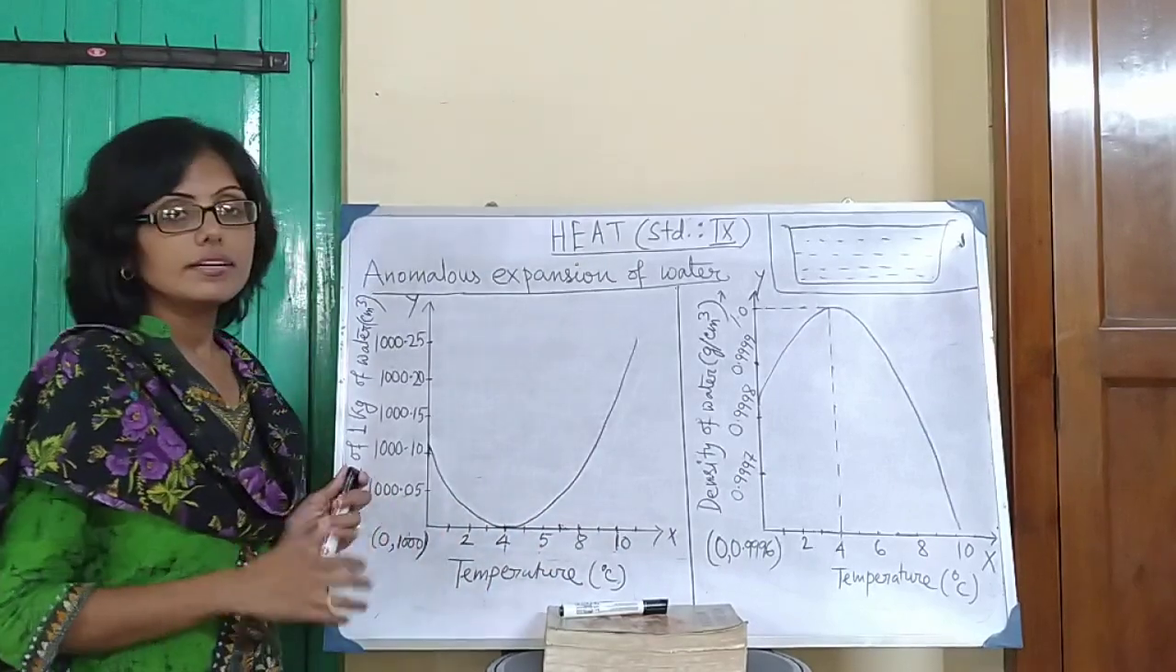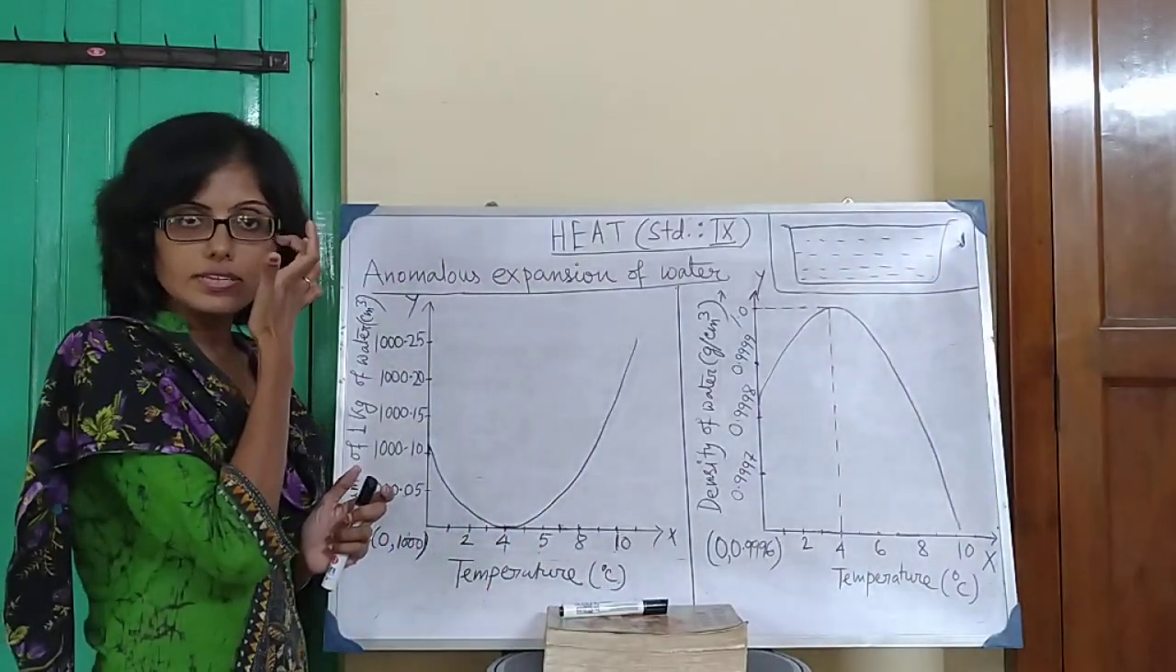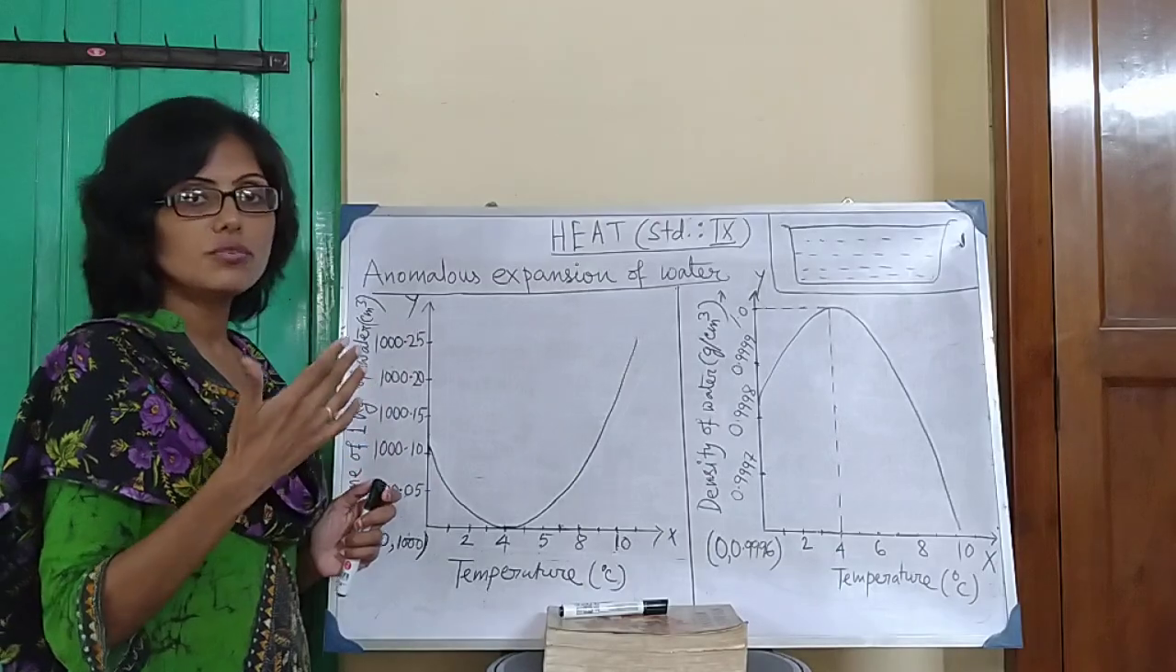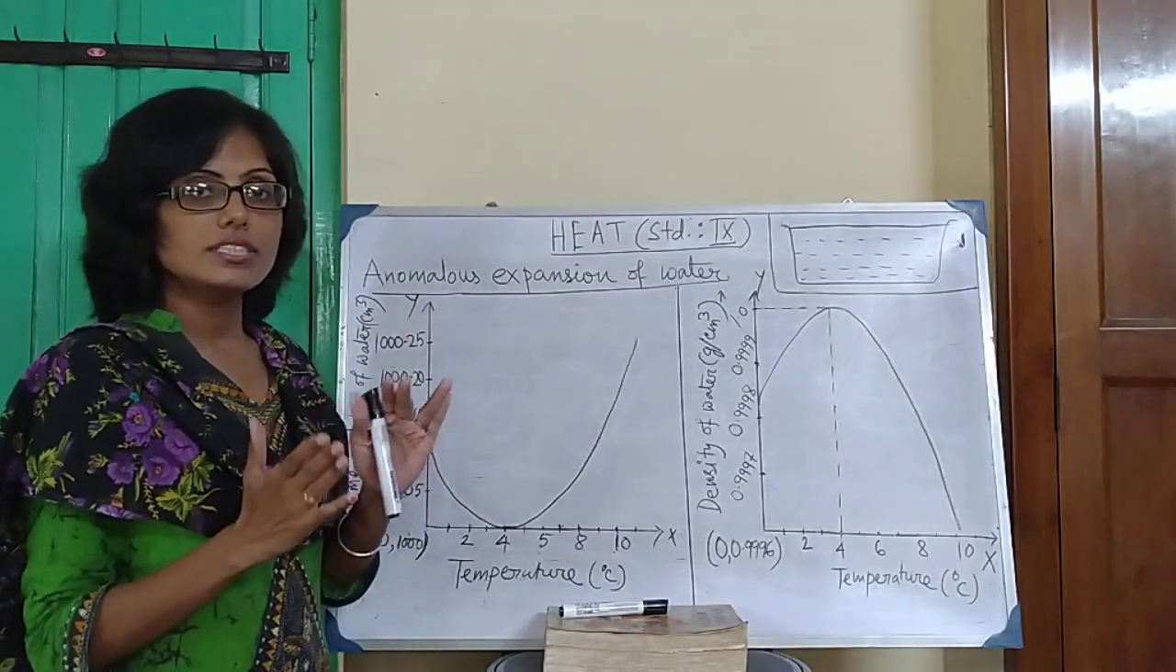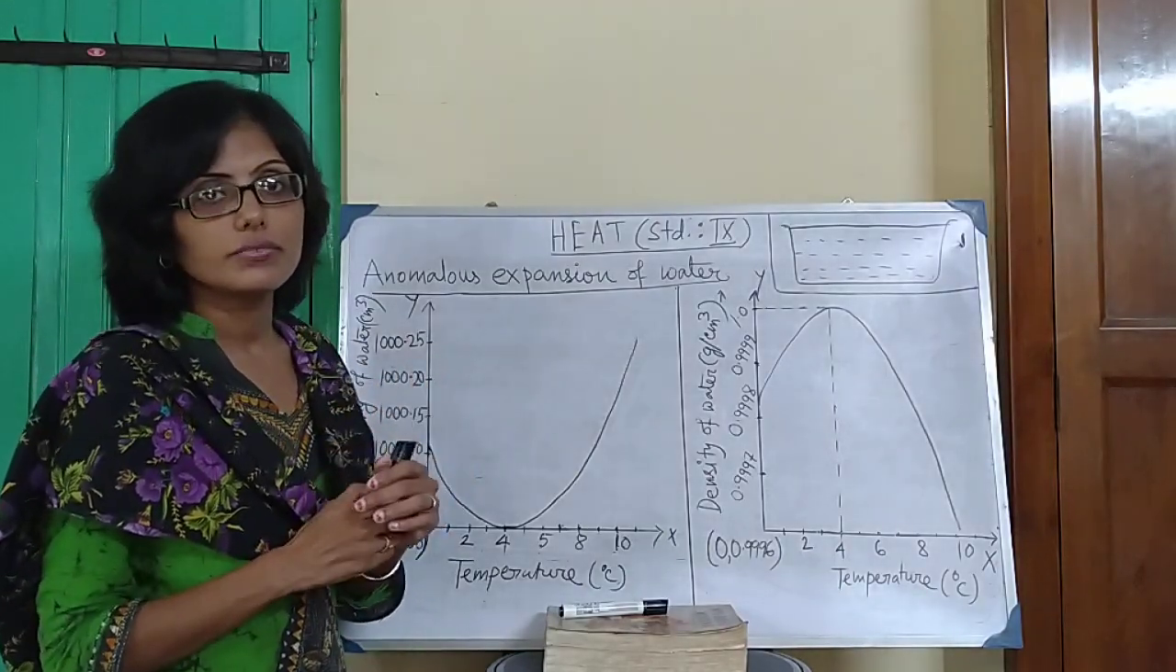In the chapter heat, the last topic that is left is anomalous expansion of water. Generally, if we increase the temperature of any liquid, it expands, means its volume increases. But the nature of water is different from other liquids.